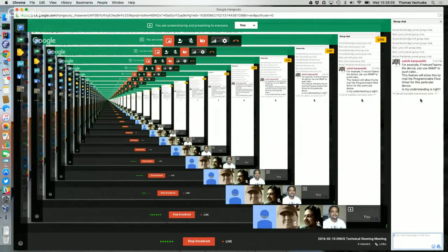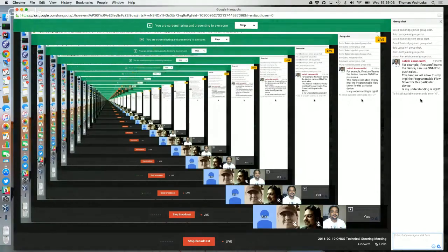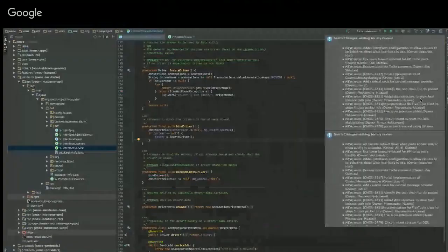Hence, device, can I use SNMP to push rules? Yes, that's the whole idea. Yes, that's what we meant by mix and match. Got it. Thank you.